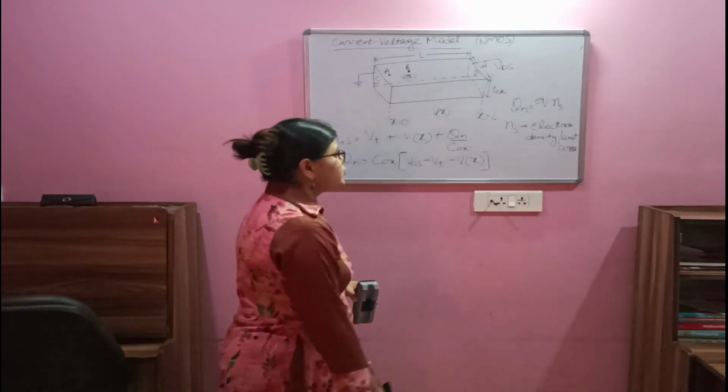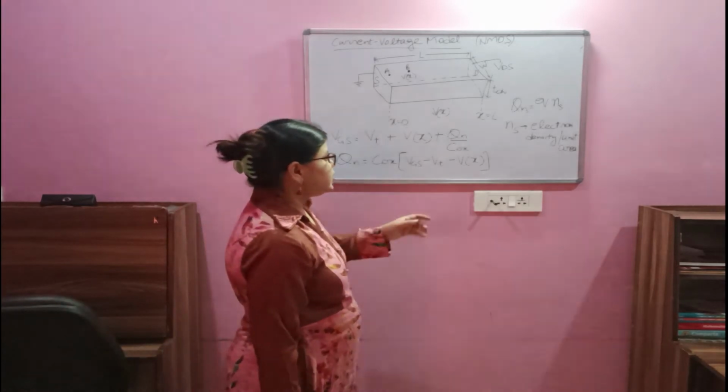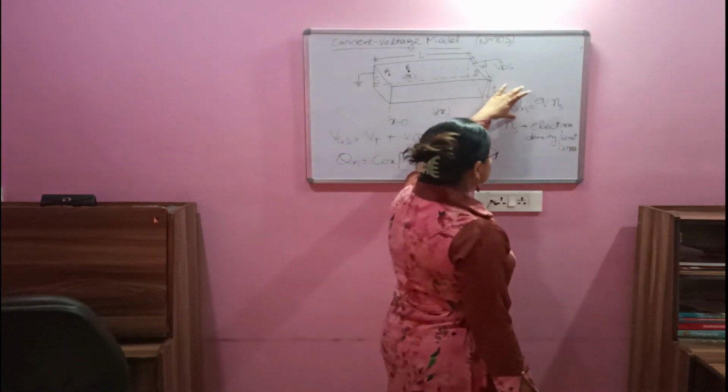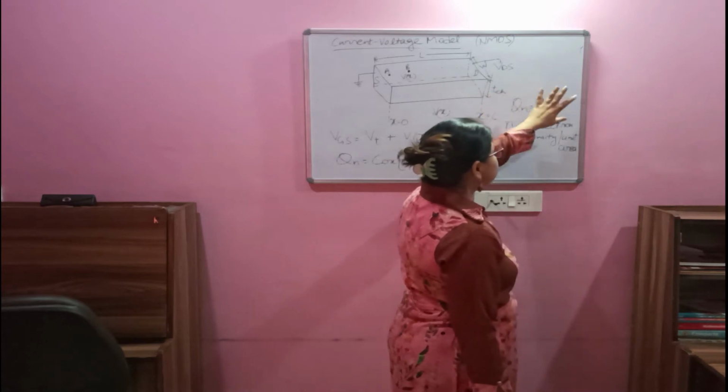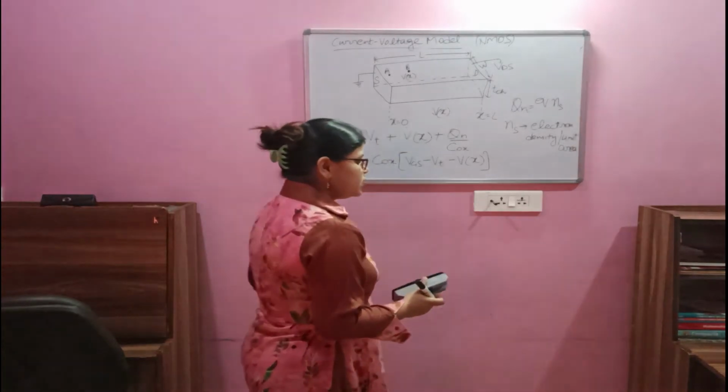This is how we define this n suffix s. This is the electron density per unit area, and so the inversion charge density is given as Q into ns, where small q is the electronic charge over here.